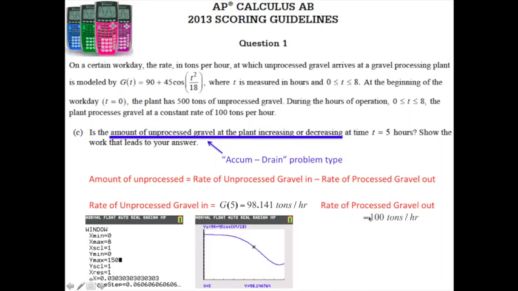So that's the rate that we're removing gravel. As you can see, we're removing it faster than it's coming in at that point in time. In fact, we're losing 1.859 tons per hour at that time. So the rate is decreasing. If you've shown that G of 5 is this much, you don't have to necessarily show the sketches, but it doesn't hurt. And you identified that the gravel out is that much, and you've shown the subtraction, then you've shown the work that leads to your answer. So all you have to state at the end is that it's decreasing.